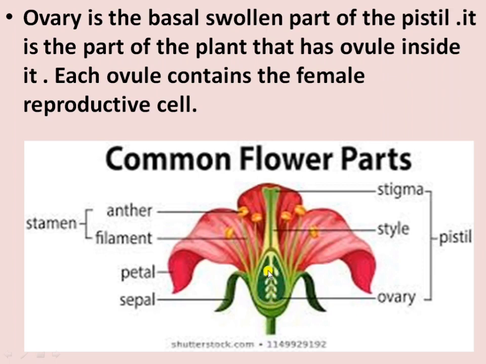There are some ovules, as you can see, these swollen structures. These are ovules here. Okay. Each ovule contains the female reproductive cell. This is it about the flower parts.